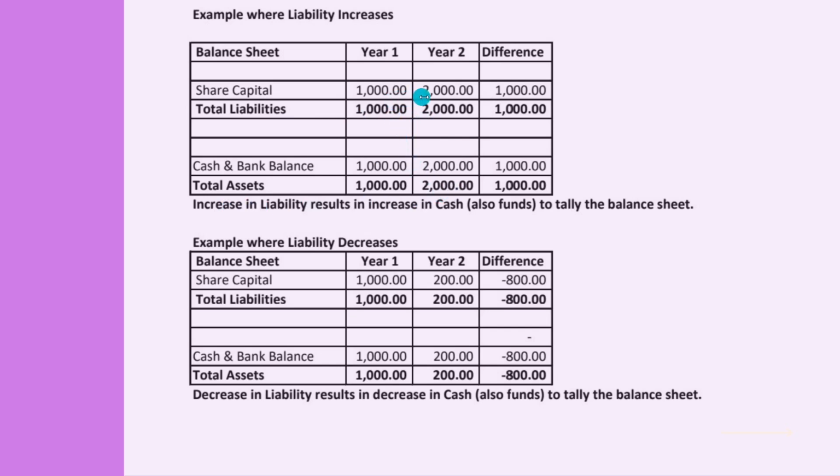Now, there is an increase in the liability from 1000 to 2000, and hence we need to increase the cash and bank balance from 1000 to 2000. So increase in cash and bank balance means sources of the funds, and this has happened due to increase in the share capital, that is increase in the liability. Therefore, increase in liability results in increase in cash, also called the funds, to tally the balance sheet, and hence increase in liability is always sources of the funds.